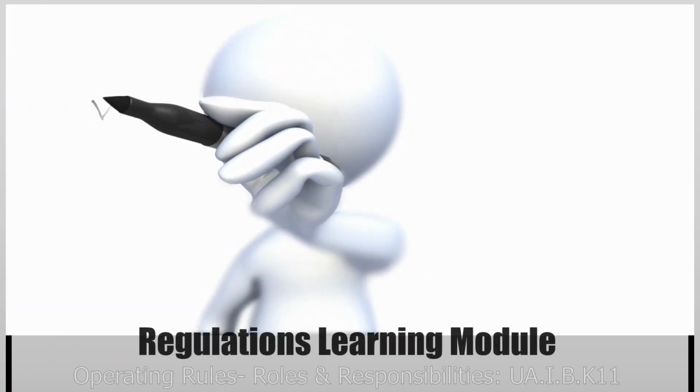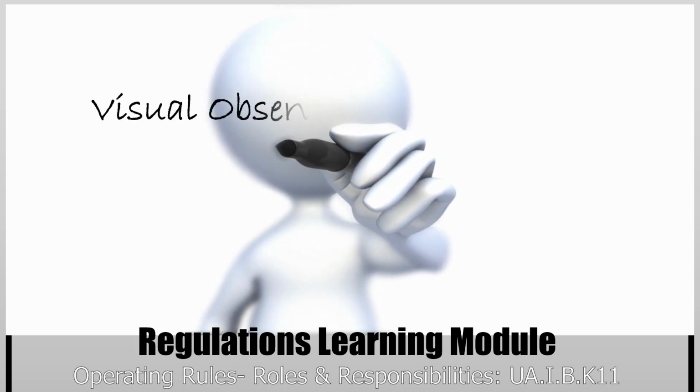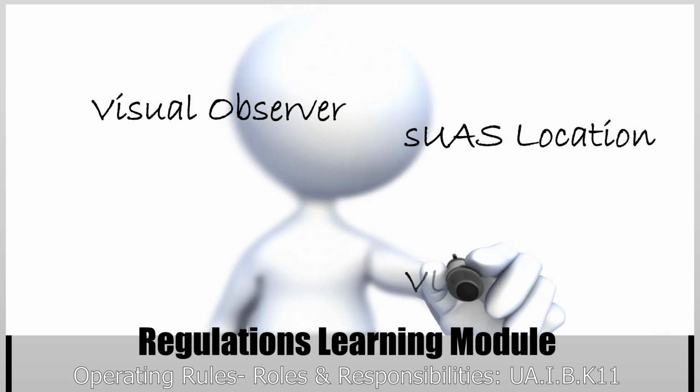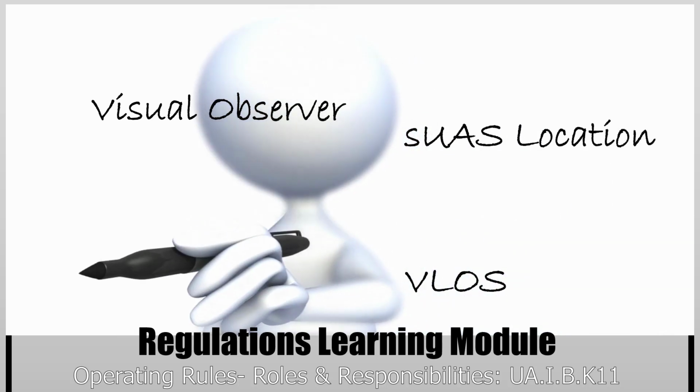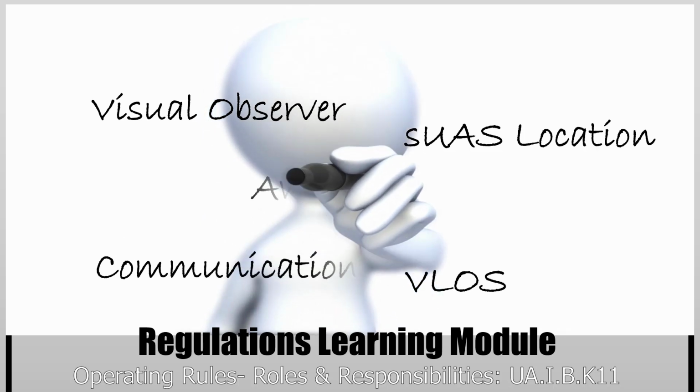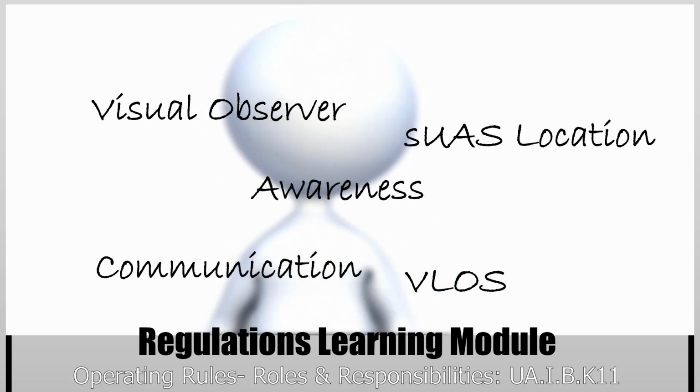Welcome back. In this session, we'll be talking about visual observer guidelines, which means they need to know where the location of the SUAS is at all times. They must maintain visual line of sight, establish a method of communication prior to the operation, and maintain situational awareness.